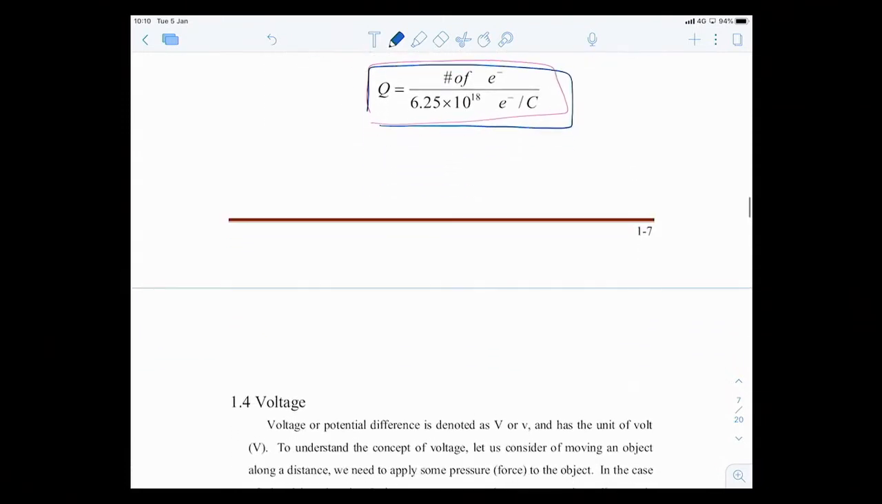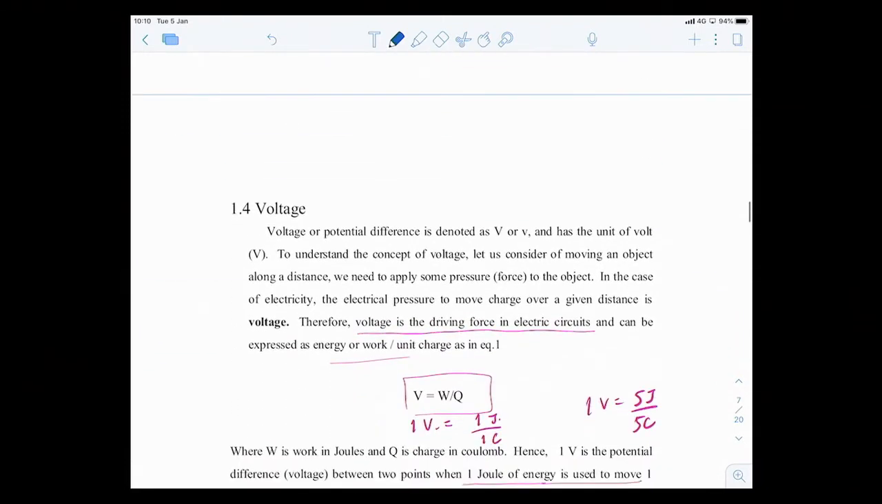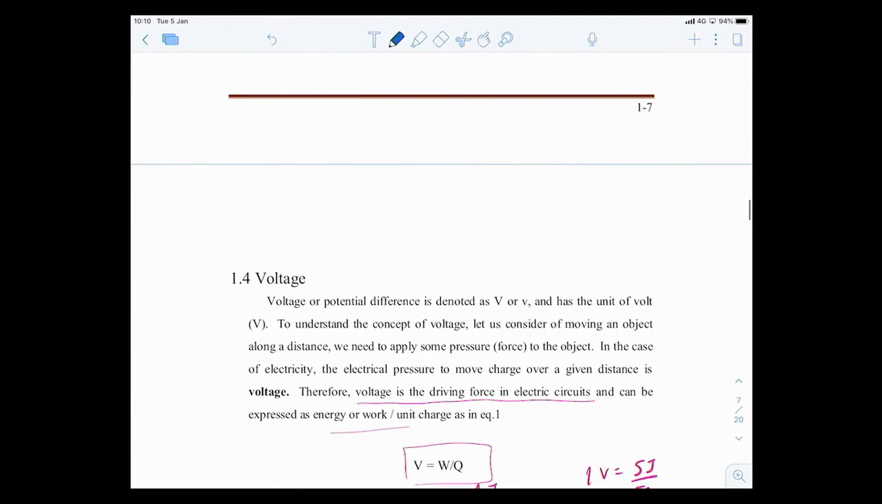Next term, voltage. Well, voltage is potential difference. The unit is volt. For me, I always try to think, well, what is it then? What is a voltage?